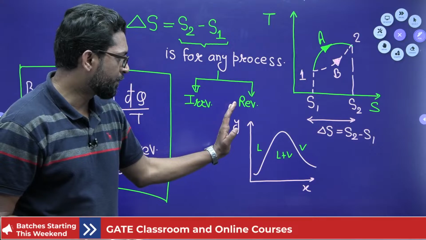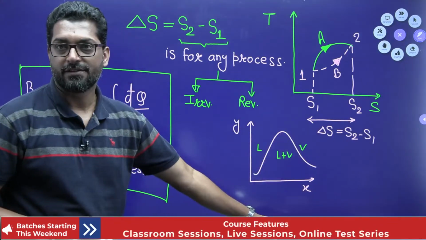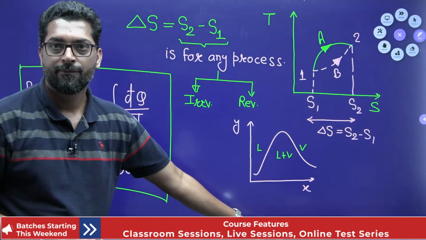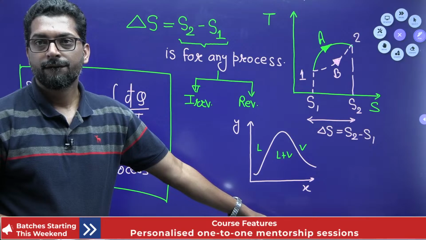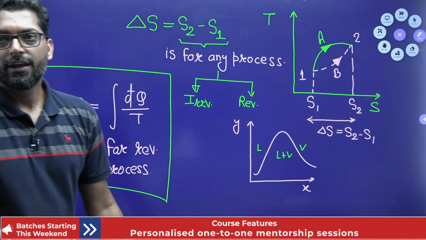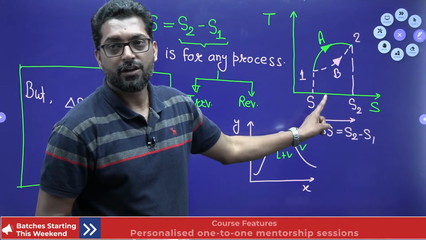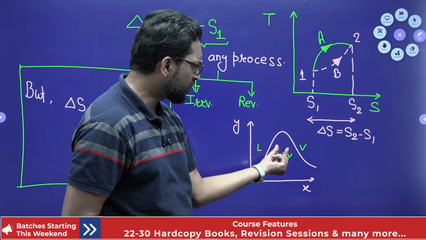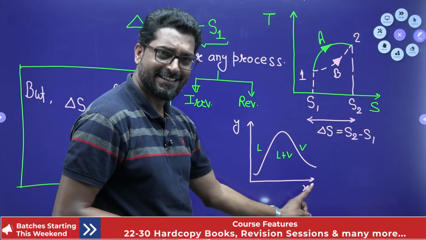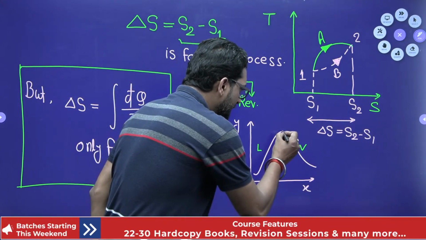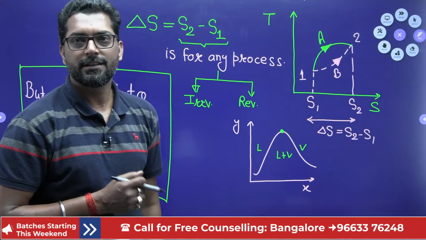Temperature. This is a PT diagram. Pressure and temperature, not temperature and pressure. Pressure and temperature. Okay? If S2 and S1 is 0 at this point, if this is a T and S diagram, at this point it is 0. That is called the critical point, not a triple point. It is a critical point.